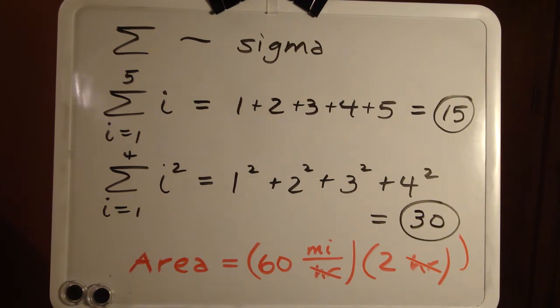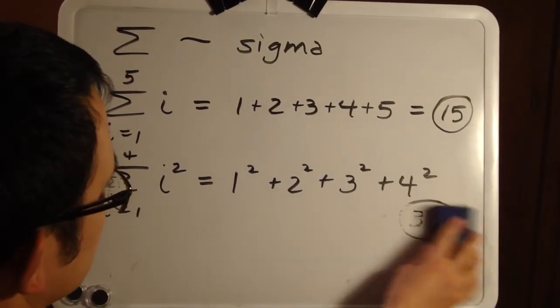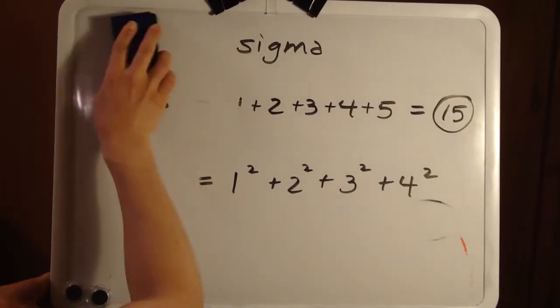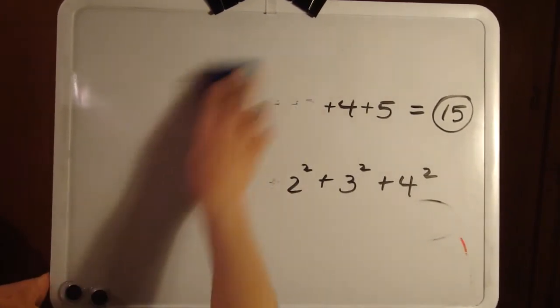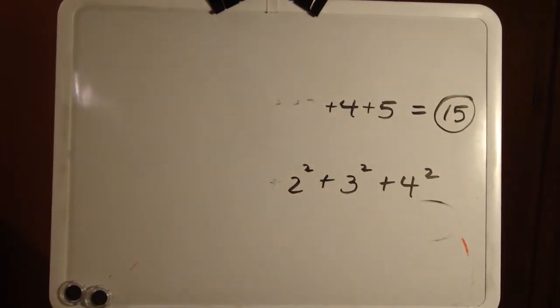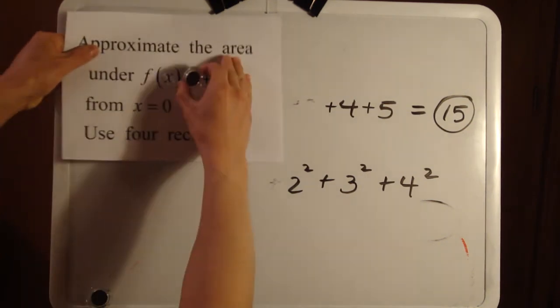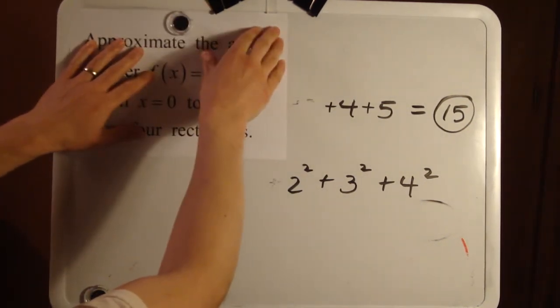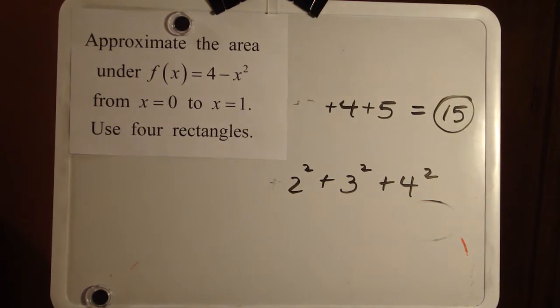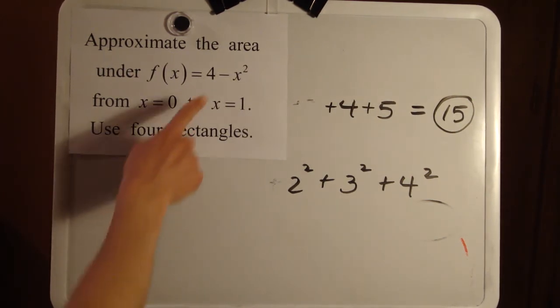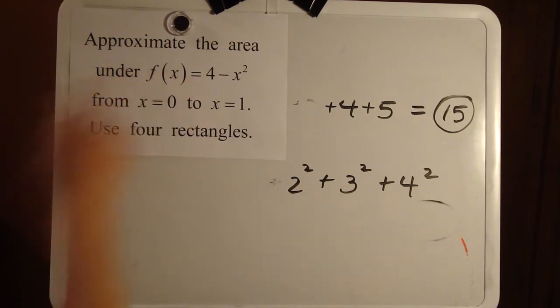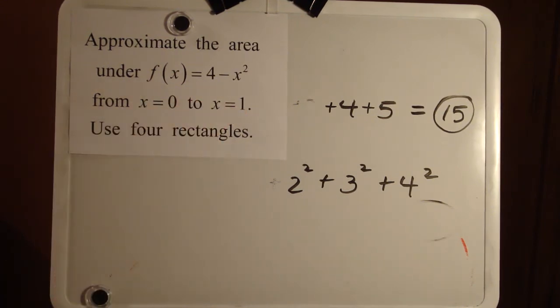Alright, so the rest of the time we're going to talk about a fundamental problem of estimating the area under the curve. So let's take a look at a problem here. And so here it is. Let's estimate or approximate the area underneath this function. So this is y equals 4 minus x squared, a nice parabola. And we're going to estimate the area underneath it beginning at 0 and then stopping at 1.